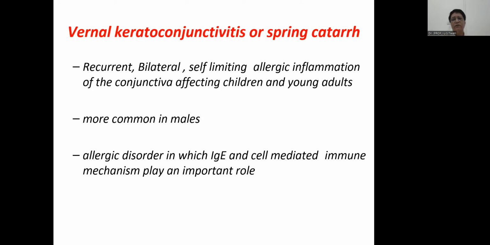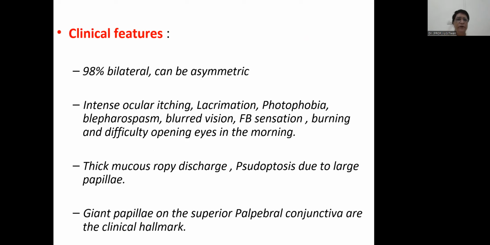Vernal keratoconjunctivitis, or spring catarrh, is another variety. It is a recurrent, bilateral, self-limiting allergic inflammation of the conjunctiva affecting children and young adults. It is more common in males. It is an allergic disorder in which immunoglobulin E and cell-mediated immune mechanisms play an important role. So immunoglobulin E is important. 98% of the cases have bilateral disease. It can be asymmetrical, so one eye may be involved more than the other.